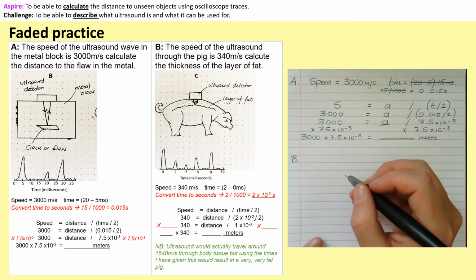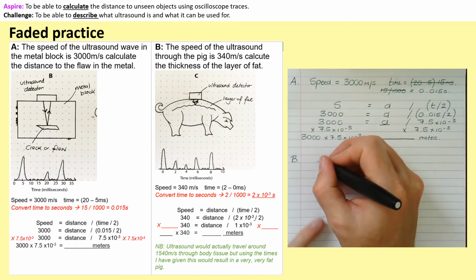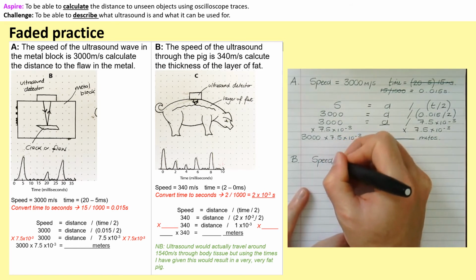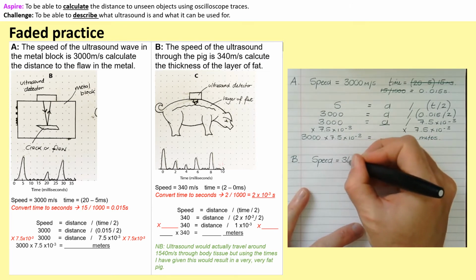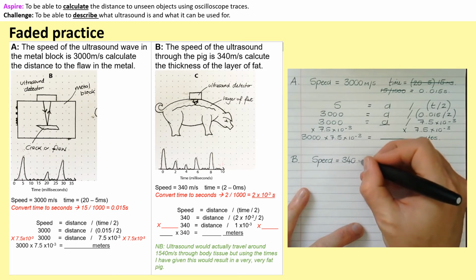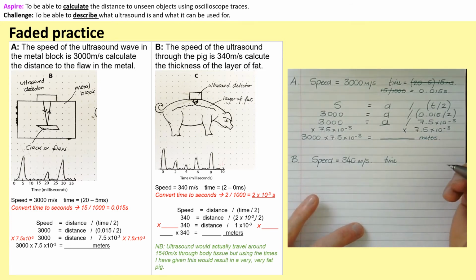So part B, speed equals distance divided by time divided by 2 again. So write down what we've got. So this time we've got a speed. Remember, you're doing this with me, not watching this and then doing it yourself. Speed is 340 meters per second. Time. Now in this case, the pulse was sent out. It hit the end of the layer of fat, so it was partially reflected when it changed from fat to muscle tissue. So we got that first pulse back at 2 milliseconds.